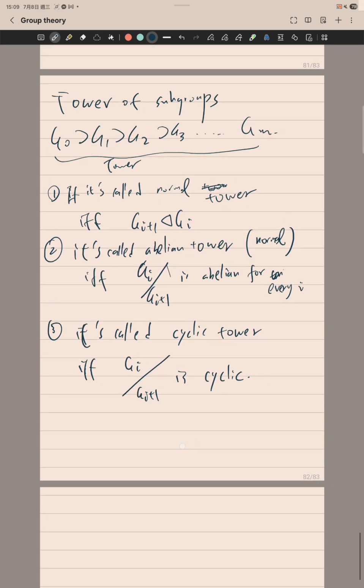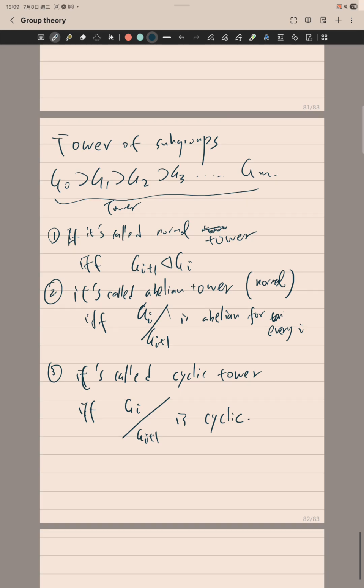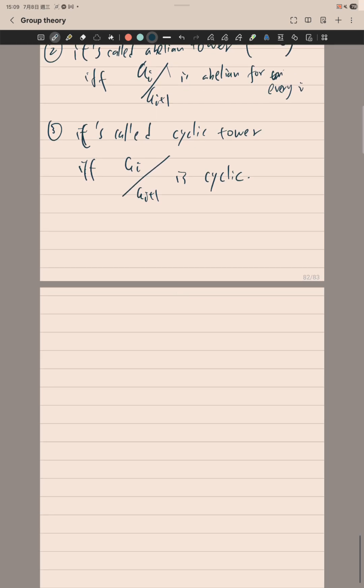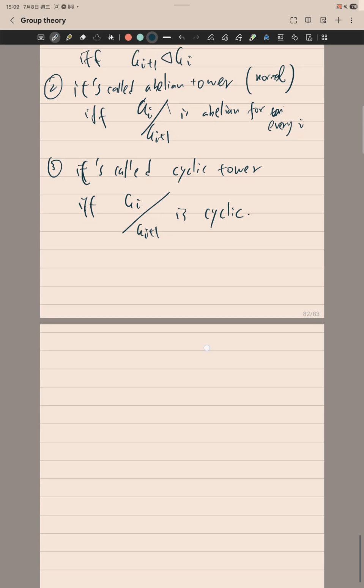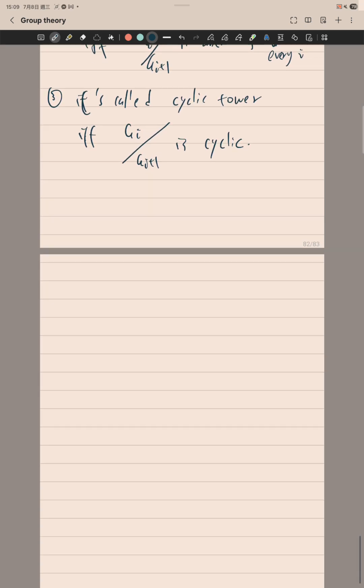This is basically very useful in the future, when we do solvable groups and simple groups. So these are common definitions.